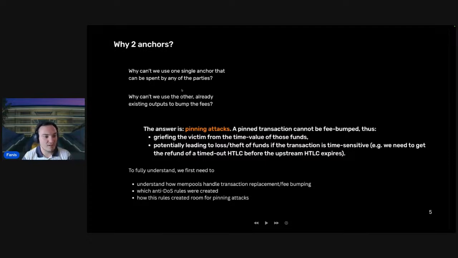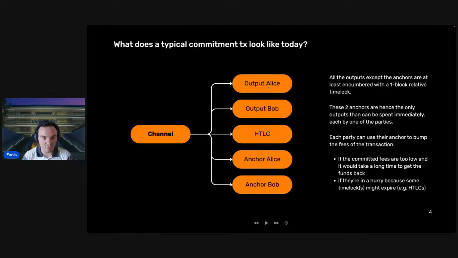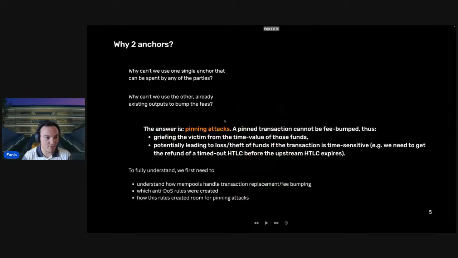Or why can't we use the other already existing outputs? So for example, the output for Alice in order to bump the fees. And so the short answer to this question is that it's because of something called pinning attacks.